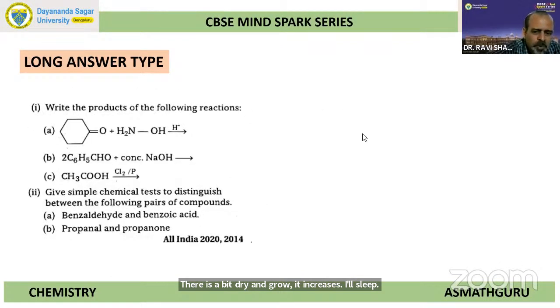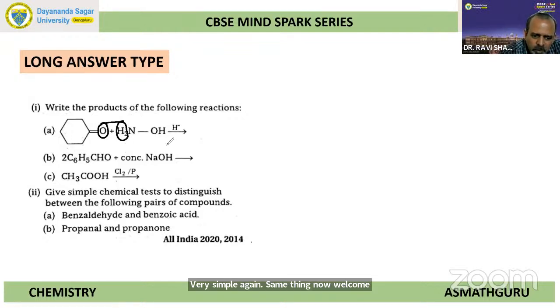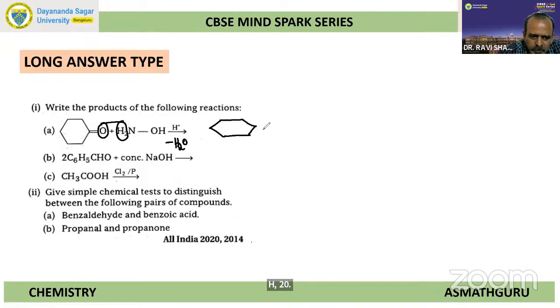So, shall we move on to biomolecules? This is a question they asked last year. Let's take this. Write the product of the following reaction. Very simple. Again, the same thing: O combines with H2 to form H2O. What do you get? Cyclohexane with a double bond to NOH, oxime. So we get the oxime.